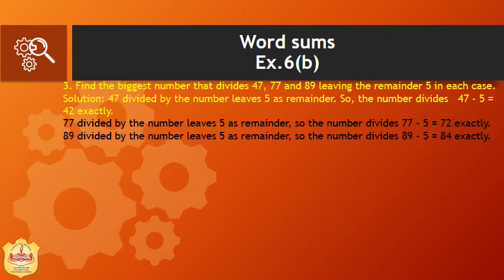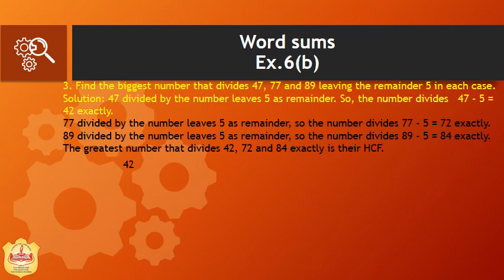Now in the next step, 89 divided by the number leaves 5 as remainder. So the number divides 89 minus 5 is equal to 84 exactly. Means that biggest number will divide 84 fully or completely without leaving any remainder. So now what we have to do in the next step? We have to find out the greatest number that divides 42, 72 and 84 exactly, and that greatest number is their HCF. And you know children how we will find out the HCF? By the prime factorization method.